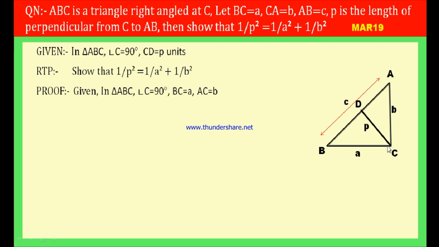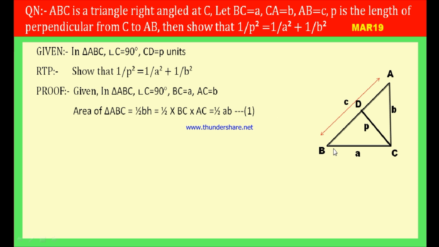Now if you look at this diagram, forget about this CD for some time. This is the total triangle ABC and you can find the area of the triangle by using the half base into height formula. Here we know the base and this is height because angle C is 90. Area of the triangle ABC is half into base BC into height AC, which is half of BC into AC. BC is a units and AC is b units. Therefore, it is half of AB. It is the area of the triangle in the first case.